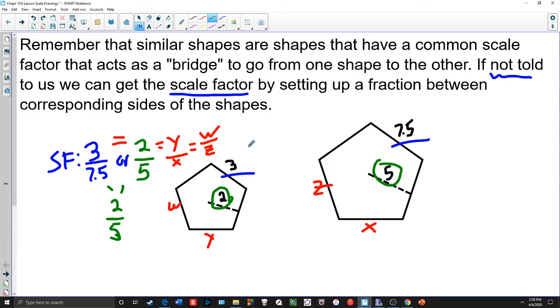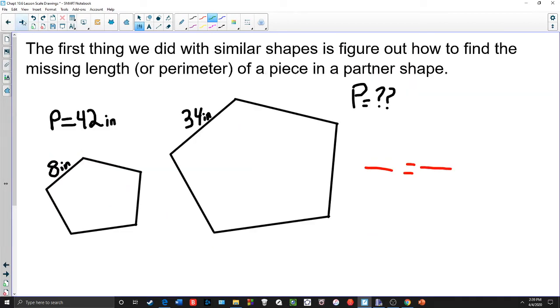And for example, if this was K and this was O, then this would be O over K. So all my scale factors, no matter what I take from them, should be equal as long as the pieces are corresponding. So Y over X, W over Z, O over K, they should all be equal to all the other scale factors. And that also holds true for perimeter. So this perimeter over this perimeter is going to act as kind of like a scale factor.